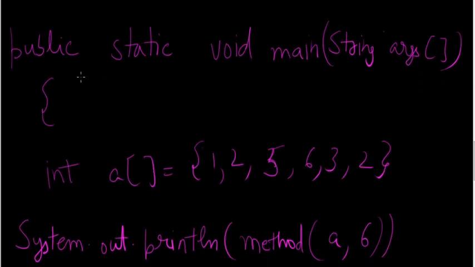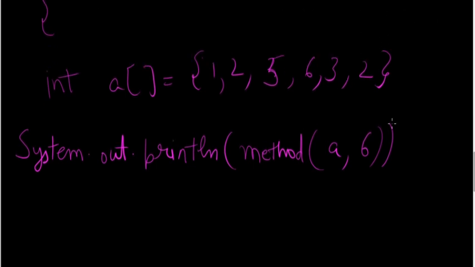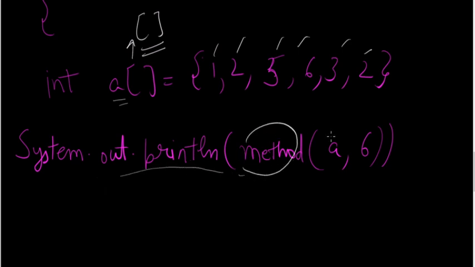Then at last we write public static void main String args, and the array we have taken, that is int a. This bracket indicates that it is an array, and it has the elements 1, 2, 5, 6, 3, 2. Then we have System.out.println, then the name of the method and the two parameters. One is a, the name of the array, and total is 6. That means there are a total of 6 elements in the array.